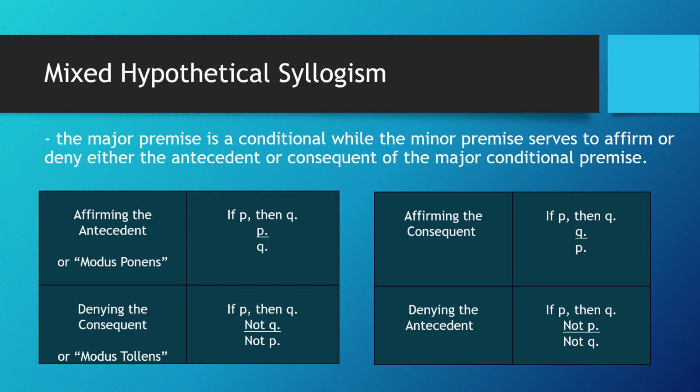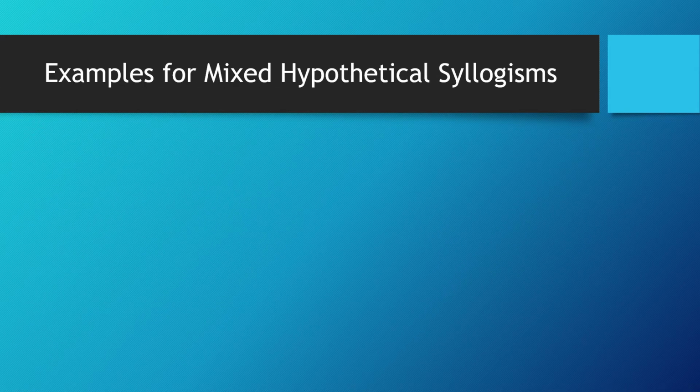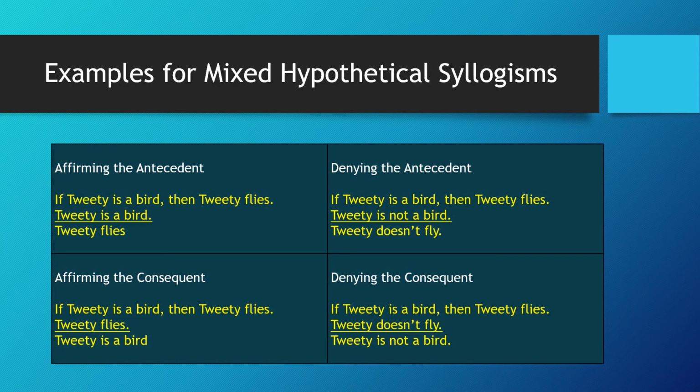Take note that syllogisms affirming the antecedent and syllogisms denying the consequent are valid, while syllogisms affirming the consequent and syllogisms denying the antecedent are invalid. Here are examples for mixed hypothetical syllogisms. You may pause this video and observe their differences.